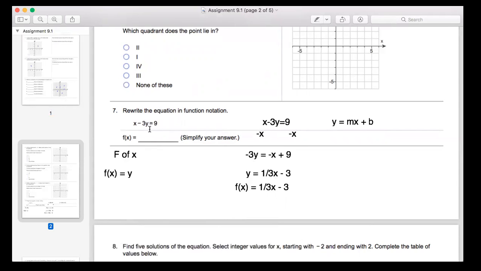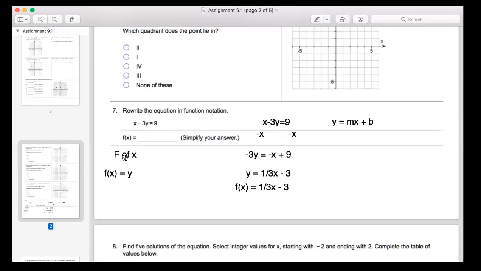This wants me to write it in function notation. Now, earlier I told you that every set of coordinate points is a relation and that there's a special situation when it's a function. The special situation for functions means that there are no repeating x values. If there's a repeating x value, it's not a function. But in algebra, we can tell you that you're dealing with a function by replacing the y with f parentheses x.